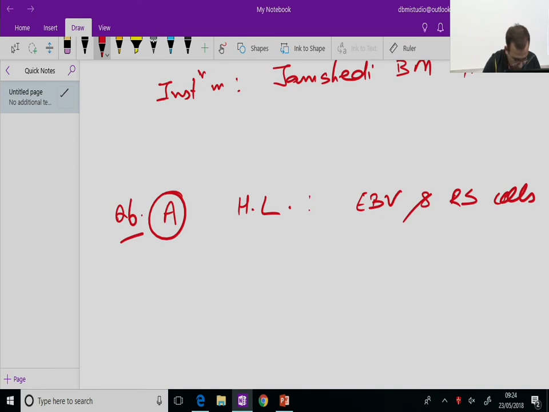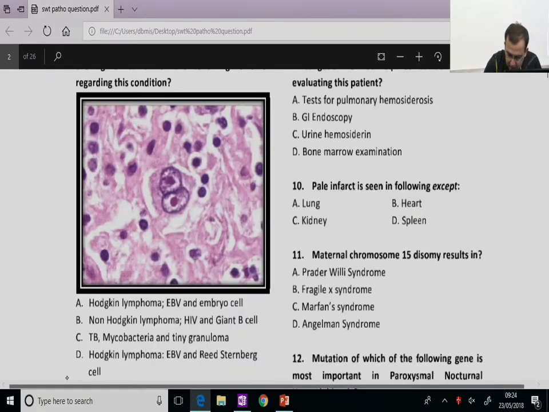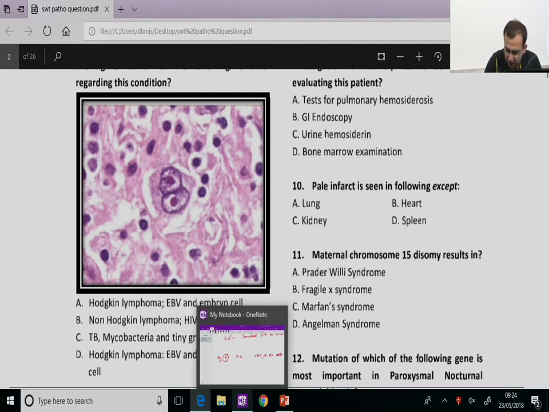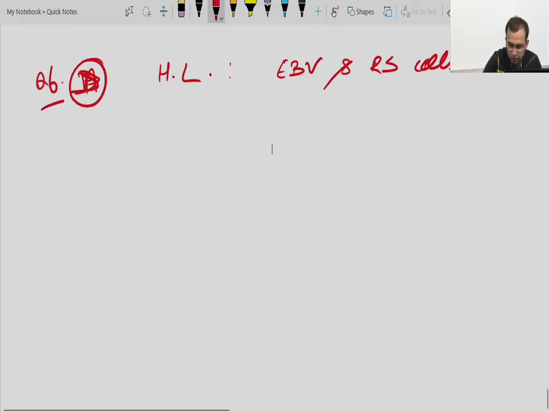Wait, just a sec, guys. The answer is A, not A, D. Hodgkin's lymphoma, EBV and RS cells. That was a Reed-Sternberg cell. My mistake. So let us see what we mean by this.